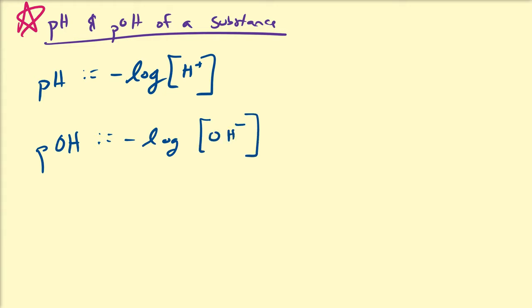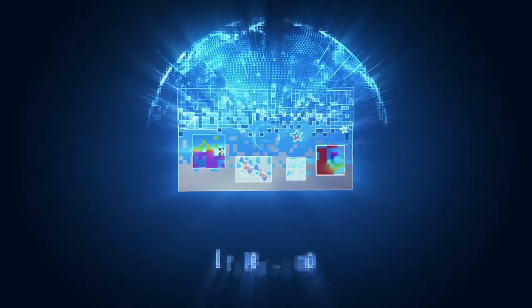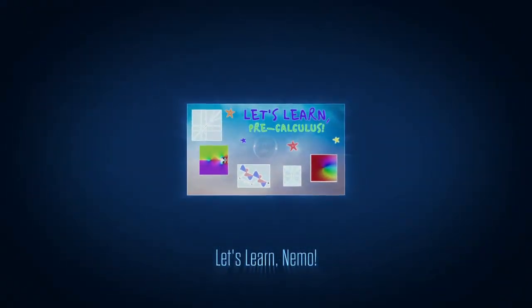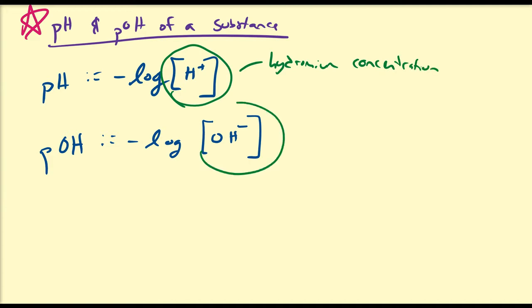So in this video, we're going to talk a little bit more on how to interpret these things and look at a few examples of them. As already mentioned, this notation here with the bracket H plus is going to be your hydronium concentration. And bracket OH minus corresponds to your hydroxide concentration.